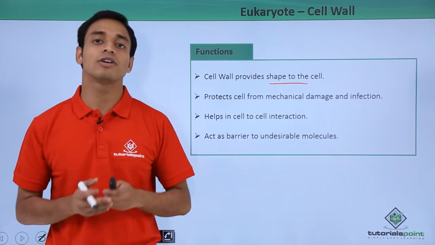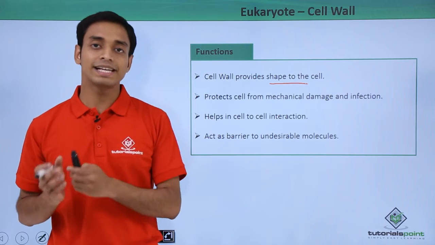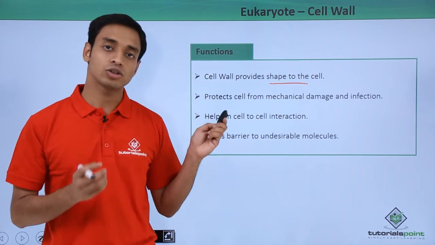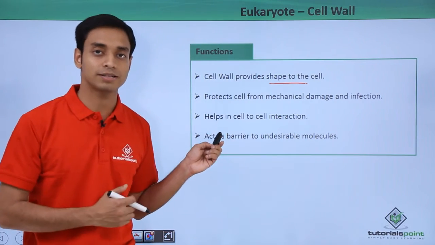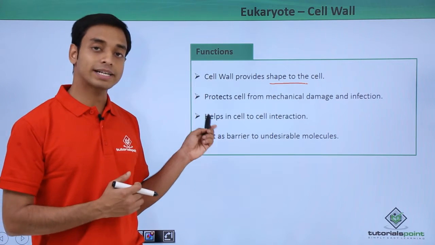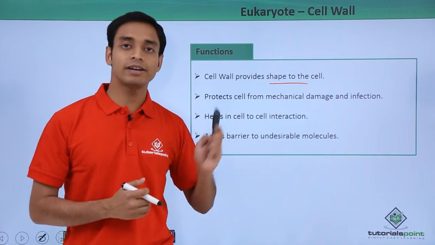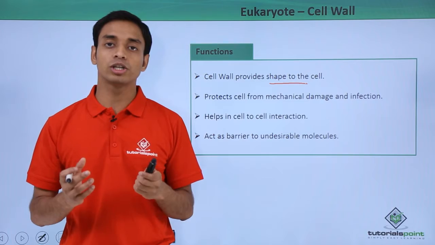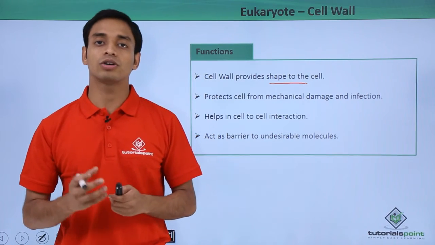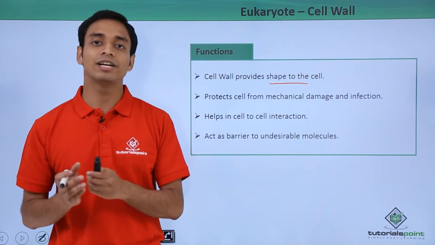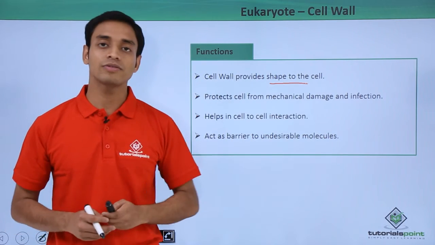It helps in cell to cell interaction, as we have already discussed. Because of the presence of plasmodesmata, these cells can interact with each other through these junctions. They also act as a barrier to undesirable molecules. So all sorts of molecules cannot enter or go out of the cells. This is taken care of by the presence of the cell wall.